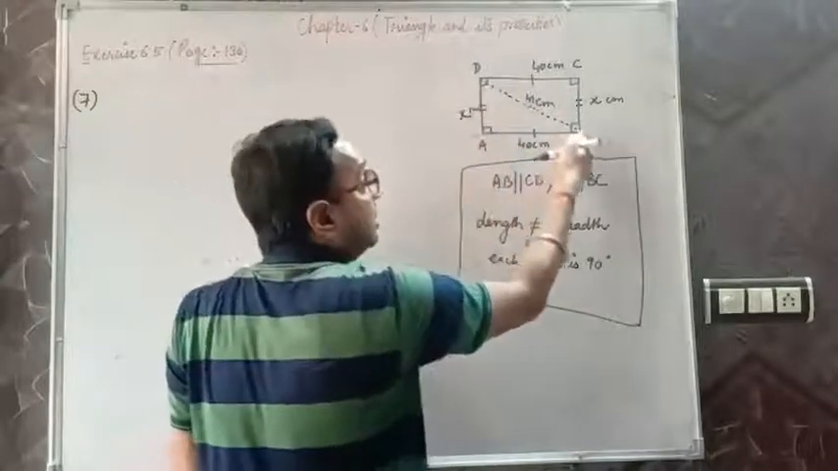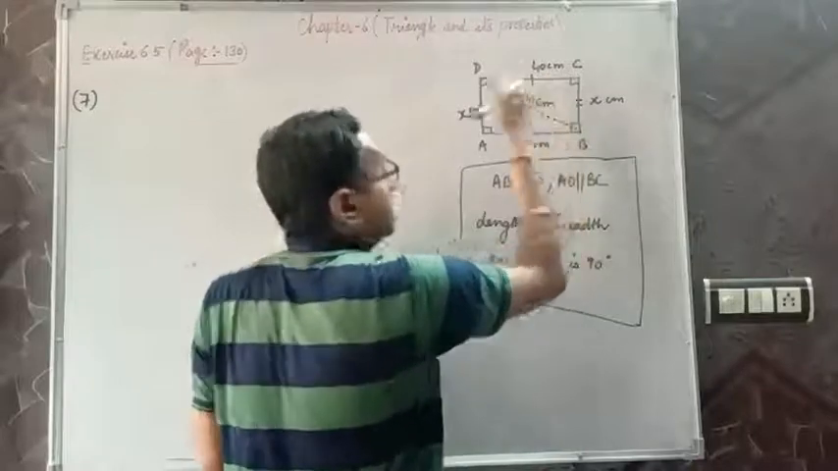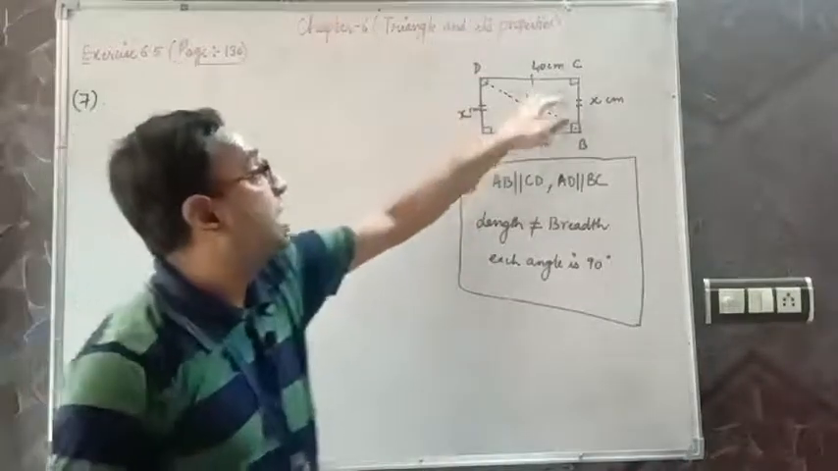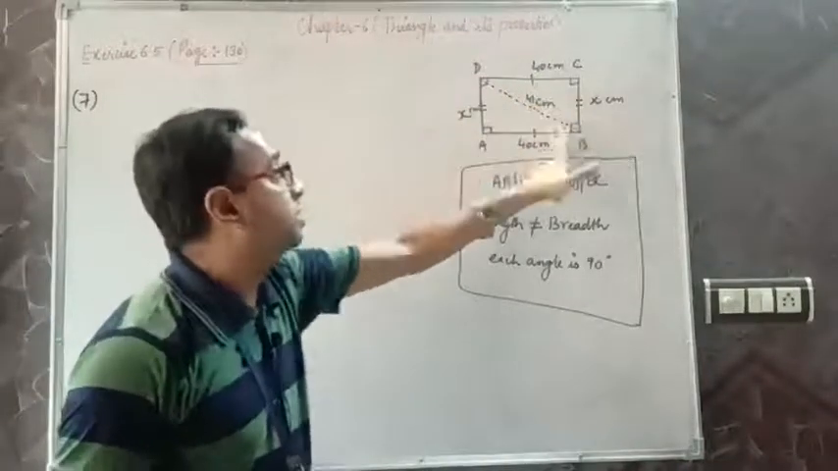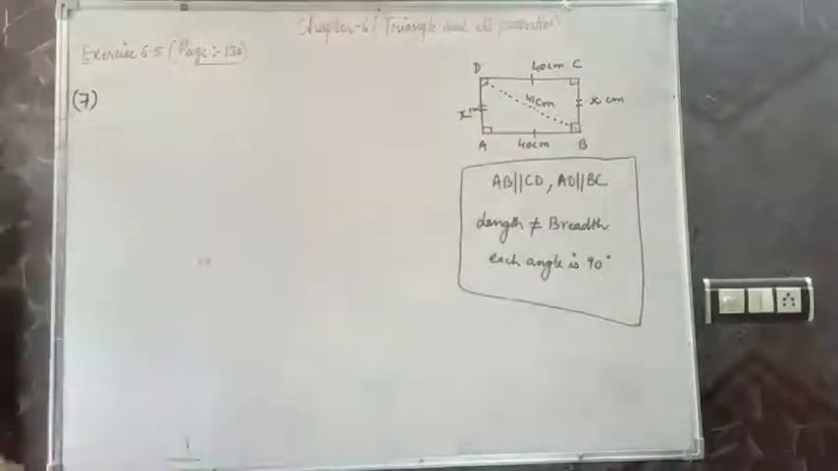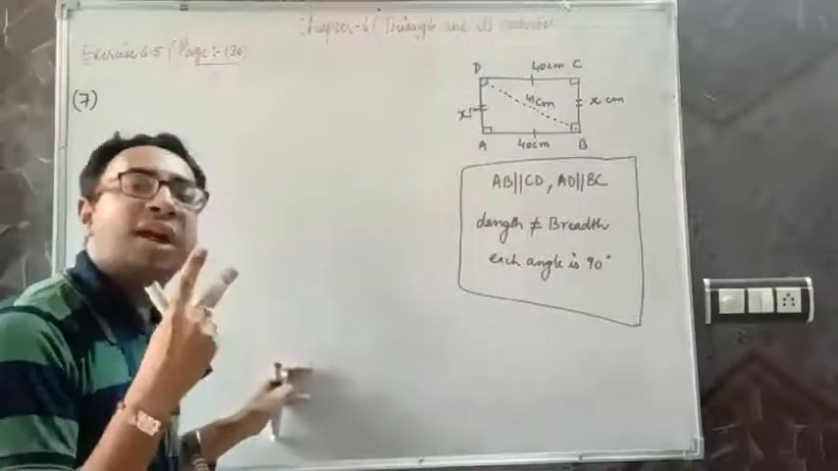So this diagonal is dividing our rectangle into two equal right angled triangles. If you see, here is also 40, here is also x. Here is also 40, here is also x. This is also 41, and in that triangle also, this is 41. This will not change. Are we clear? So one diagonal divides a rectangle into two equal right angled triangles.